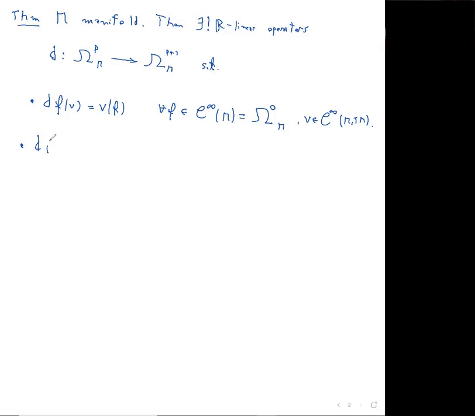Then we ask that if you take the wedge product of two forms, then what you get is some sort of Leibniz-looking rule with a sign.